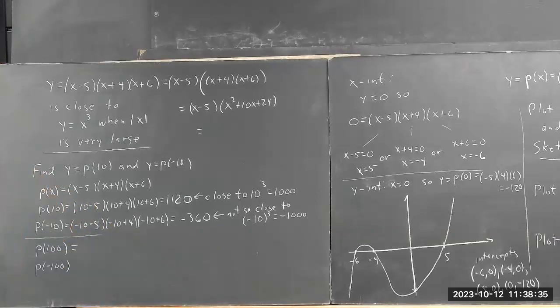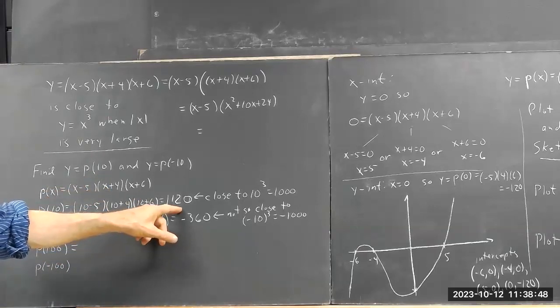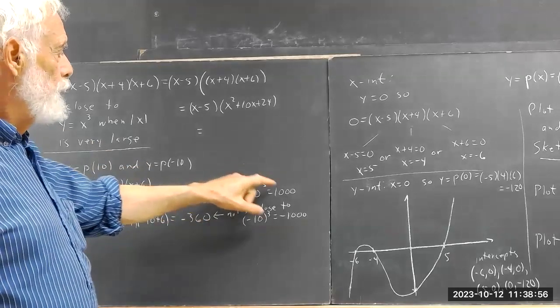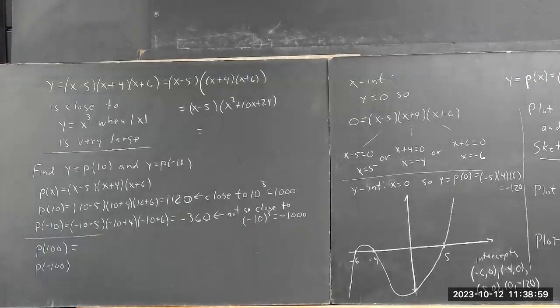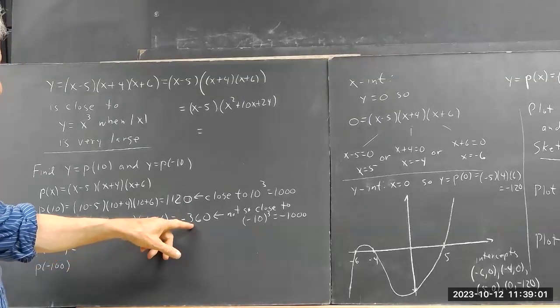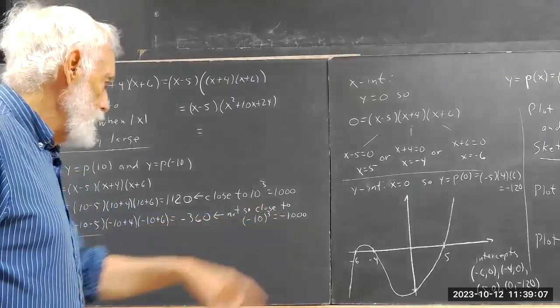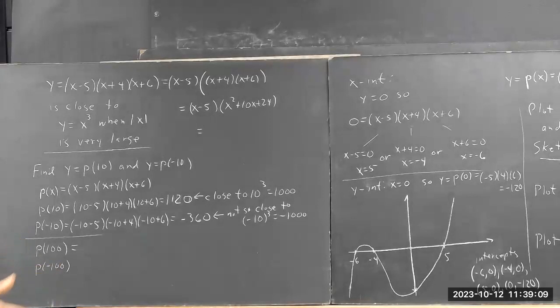Now, I ask that we evaluate the polynomial p when x is 10. That's what it means to write p of 10. It means you write out the polynomial and you replace x by 10 and take what you get. So if we do that for x equals 10, we get 1120. And we notice that this is close to 10 cubed, which is 1,000. Now, if we do this at -10, we get -360. And that's not so close to the cube of -10. That gives us -1,000.